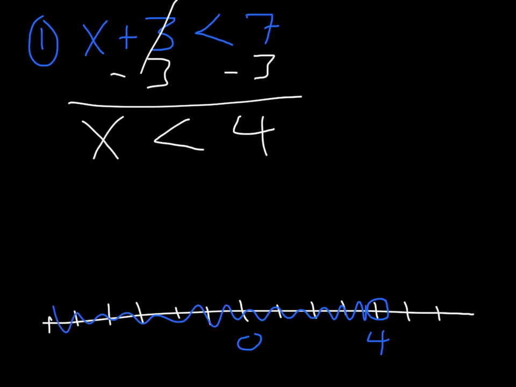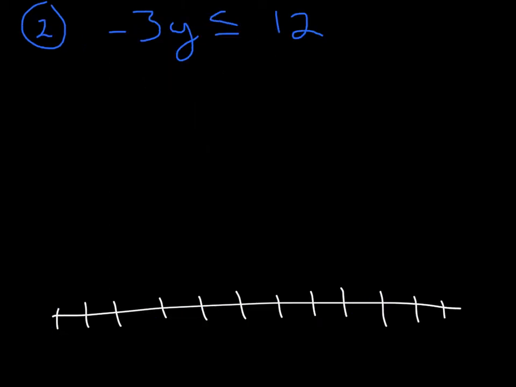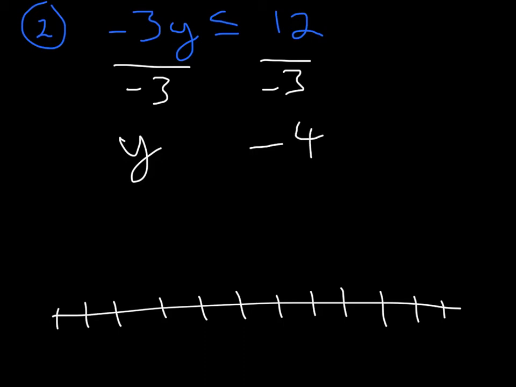Okay, let's try another one. Number 2 says negative 3y is less than or equal to 12. So this time, to get y by itself, we need to divide by negative 3 on both sides. Now I'm going to get y on my left side. On my right side I'm going to get negative 4. But remember what happened when we divided by a negative? Our sign had to switch.